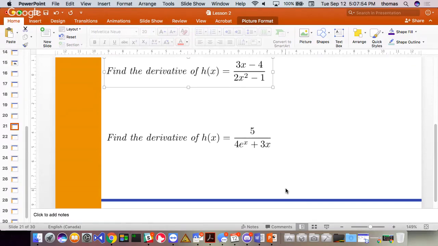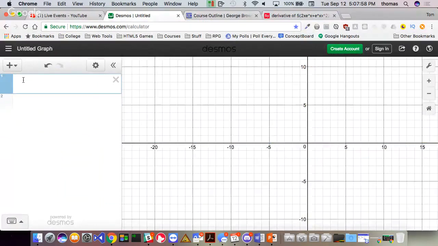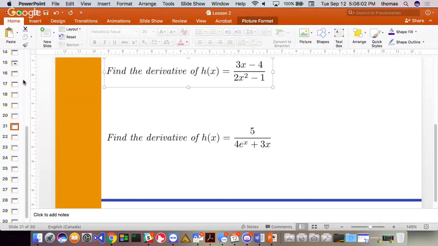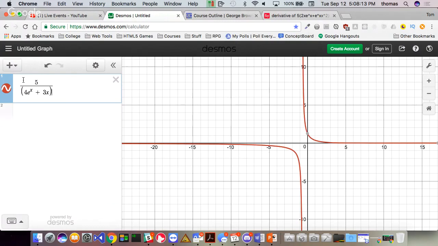So we're going to get rid of this, and we're going to get rid of this, right? And let's start typing in. So we'll say 5 divided by 4e to the x plus 3x. All right, some simple examples.